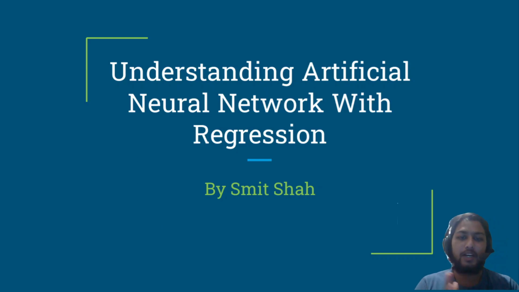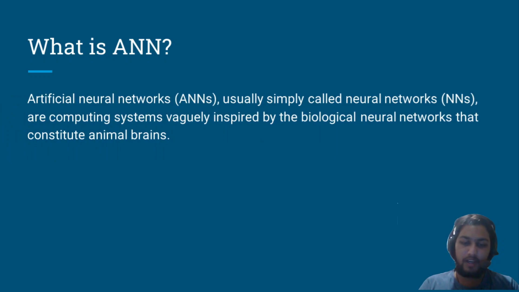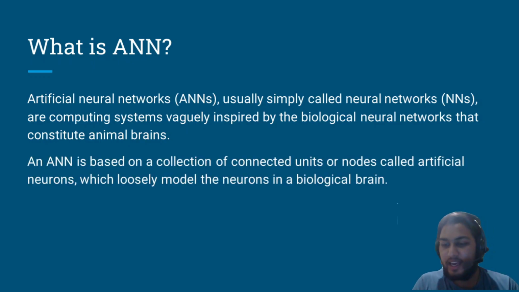Understanding artificial neural network with regression. Before going on to that, let's first understand what is ANN or artificial neural network. ANN, usually simply called neural networks, that is NNs, are computing systems vaguely inspired by the biological neural networks that constitute animal brains. And ANN is based on a collection of connected units or nodes called artificial neurons, which loosely model the neuron in a biological brain.